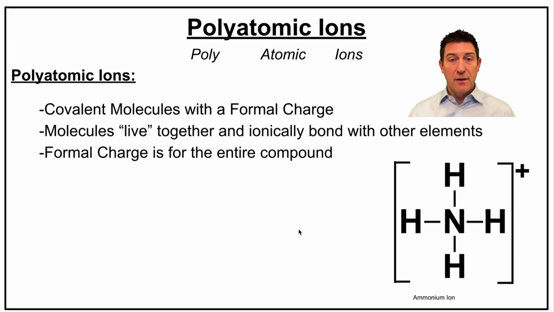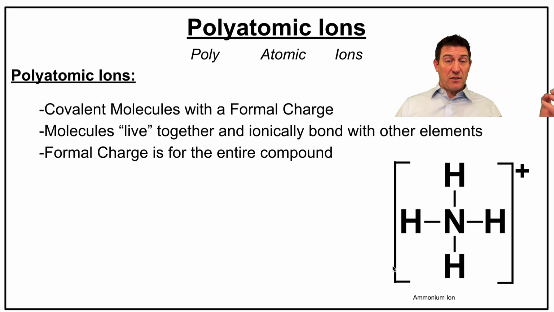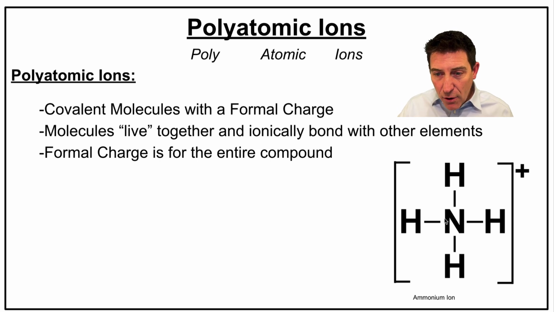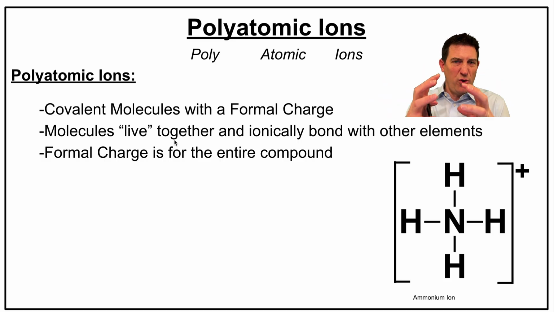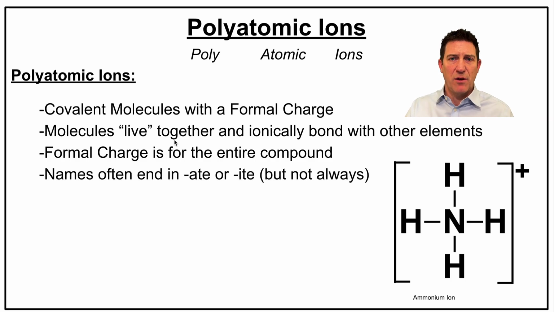We're just going to have to do these together, but that's why we have a charge over here. It's showing us that this whole compound has an overall charge. If it has a positive charge, it would attach itself to something that has a negative charge, right, in an ionic bond, even though it's held together with covalent bonds. These molecules live together as one unit. They have an overall charge, and they'll be ionically attracted to something with an opposite charge. The formal charge, which is what this is called right up here, is for the entire compound. It's not just for one of the hydrogens or for the nitrogen.